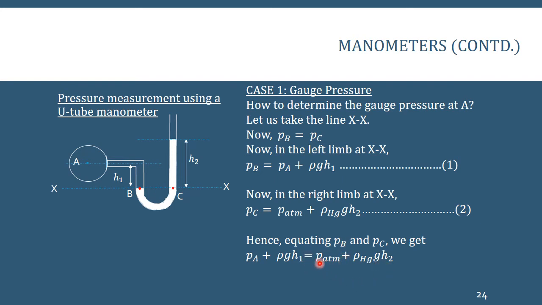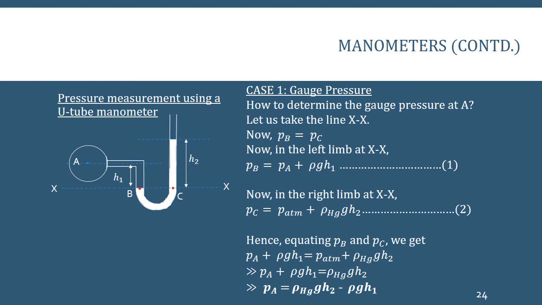I know that P atmosphere has to be taken to be 0 by convention, and so PA plus rho G H1 is equal to rho mercury into G into H2, which means pressure at A is given by rho mercury into G into H2 minus rho into G into H1, where rho is the density of the fluid inside the pipe. Now, I don't want you to learn this formula by heart. What I actually want you to do is to understand how this problem has been done, the concept behind measuring pressure at A by a U-tube manometer.